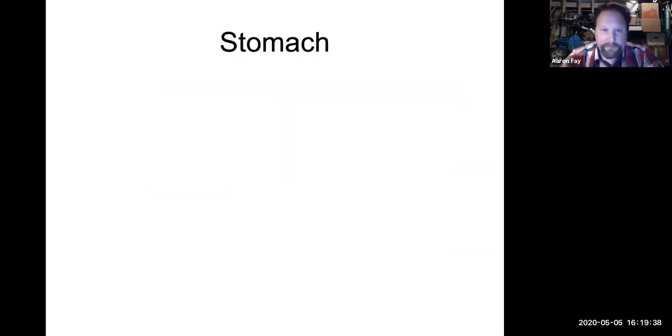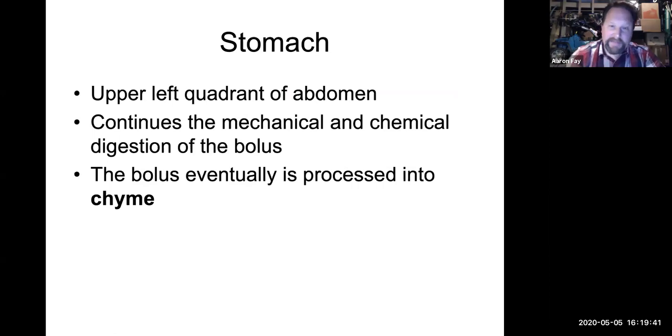Let's talk about the stomach. The stomach is in the upper left quadrant of your abdomen. Here is where we will continue the mechanical and chemical digestion of food. We chewed in the mouth, so we did mechanical digestion. We also did chemical digestion in the mouth through things like amylase and lipase in saliva. In the stomach, we're going to be doing chemical digestion with hydrochloric acid and mechanical digestion, because the stomach is a very strong muscular organ which will do a good job mixing all this stuff together.